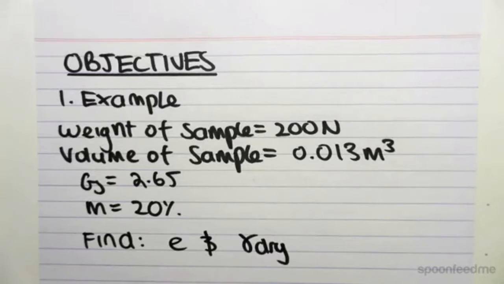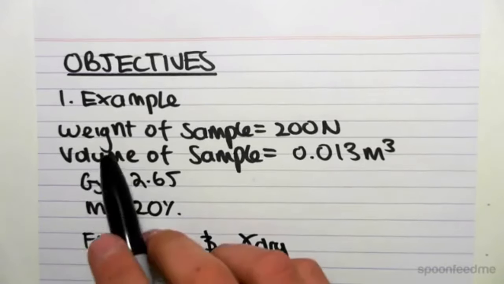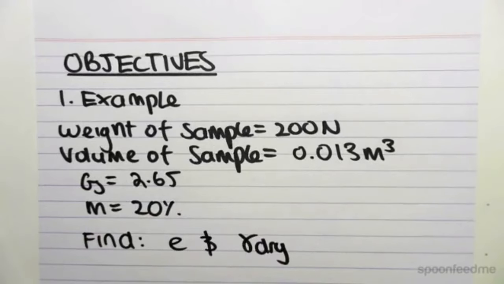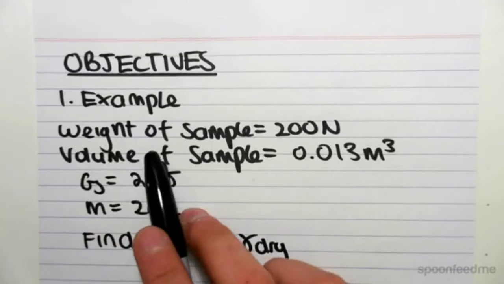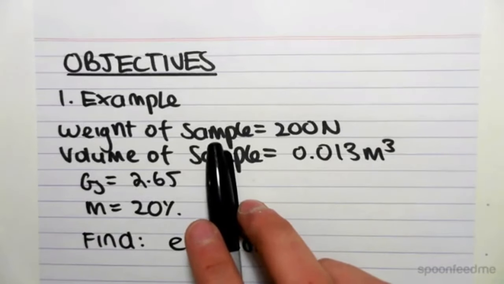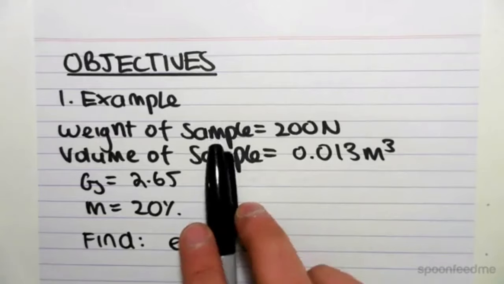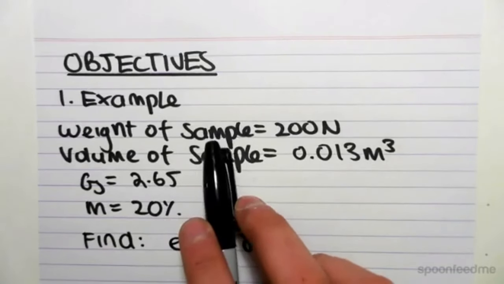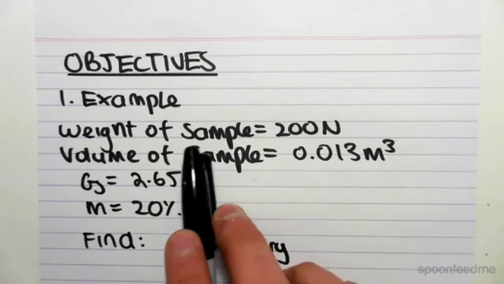Okay, so the first thing we need to do is look at what's given to us. So the weight of this sample. We have to assume that that weight is the entire weight, in other words, the weight of the water and the weight of the solid. It hasn't said that it's oven dried or anything like that, and it hasn't given us any indication that it's actually just the weight of the solid. So we have to assume it's the full weight.